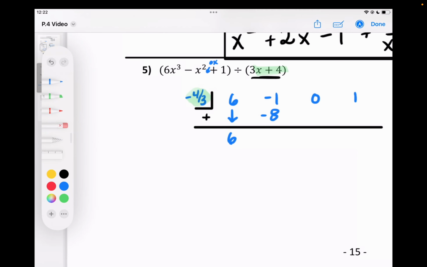Okay, then I'm going to add again. We get negative 9. And then negative 9 times negative 4/3. Once again, if I multiply by the top, we get 36. Divided by 3, you get 12. And then we add straight down, and that gives me 12. 12 times negative 4/3. 12 times negative 4 is negative 48. Divide it by 3, you get negative 16. And then I'll add straight down, we get negative 15.